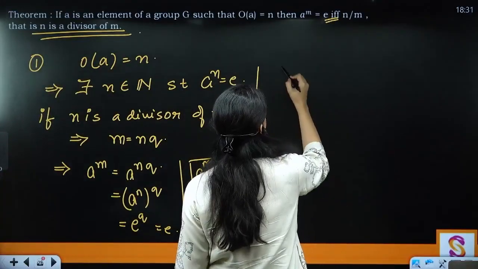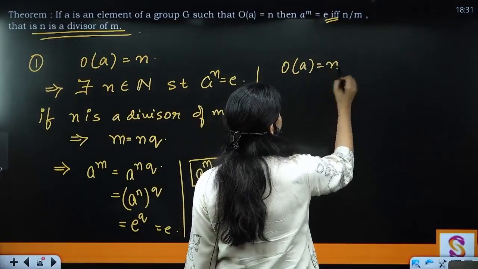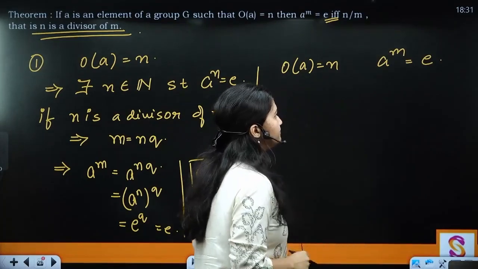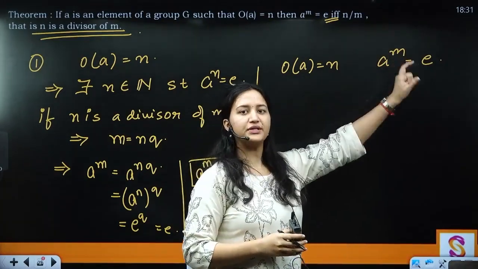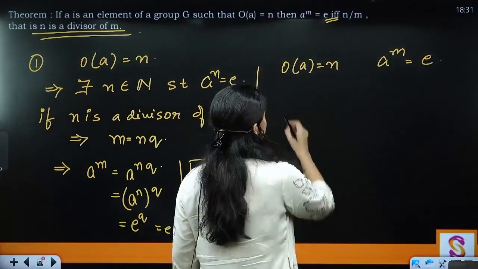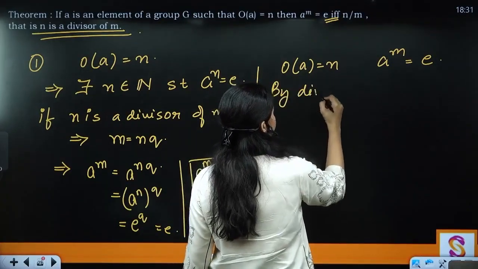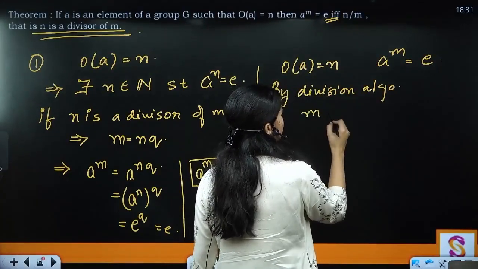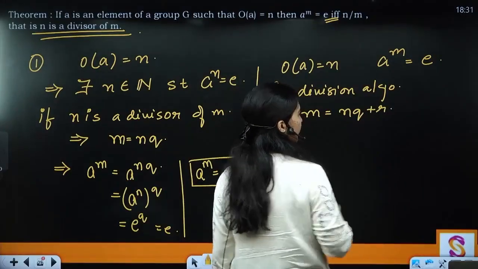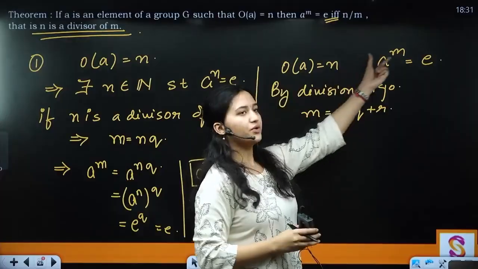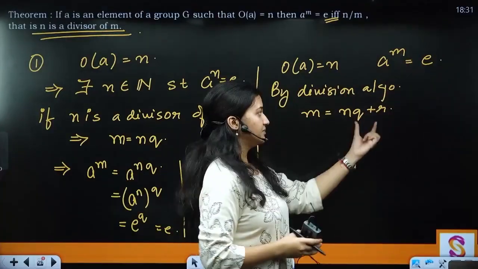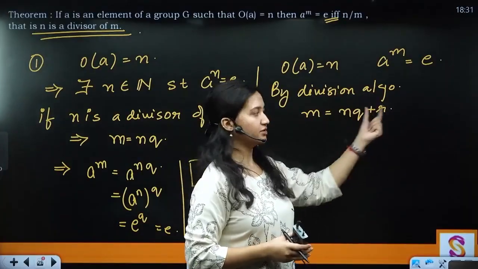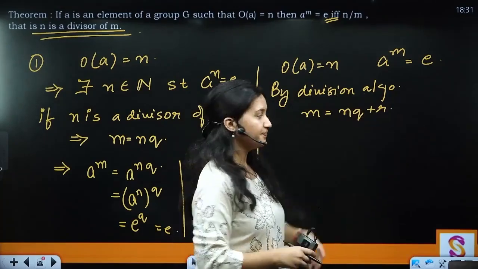Now let's say that order of a equals n and a raised to the power m equals e. Now we are supposed to prove that n divides m, that it is going to leave a zero remainder, right? So by division algorithm, I can say that m equals nq plus r, right? We don't yet know that n is going to exactly divide m. I'm just assuming that I can represent m in terms of n with the help of the division algorithm, which is going to be nq plus r.